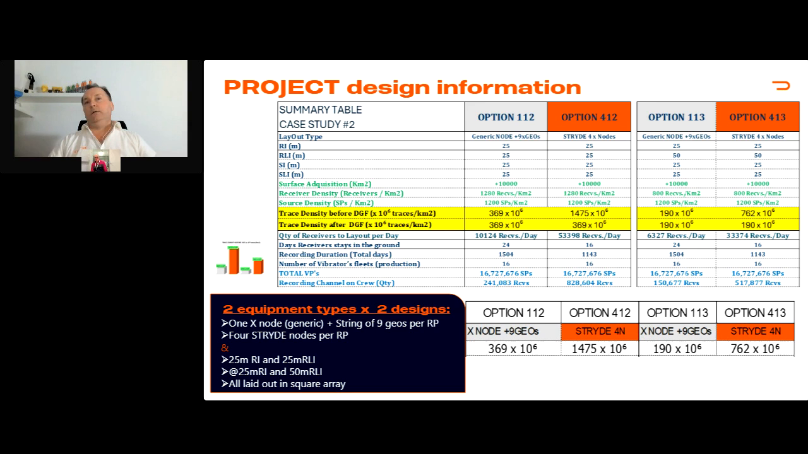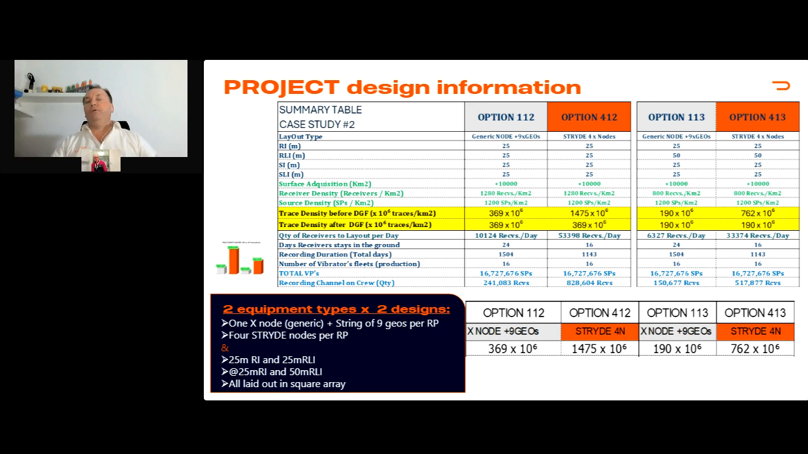And compared to that, we are coming with a degraded design where we decrease receiver density. We put a receiver line every 50 instead of 25, but we still have either the generic node plus a 9 geophone string or a Stride node times 4 per receiver station.